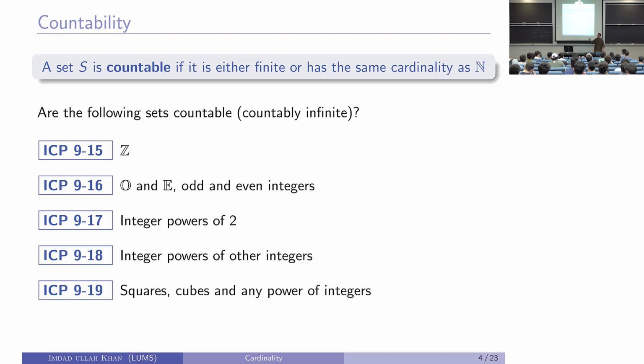That is because of the definition of cardinality. The question is phrased like this: how is Z countable? Z is countable because it has the same cardinality as N.